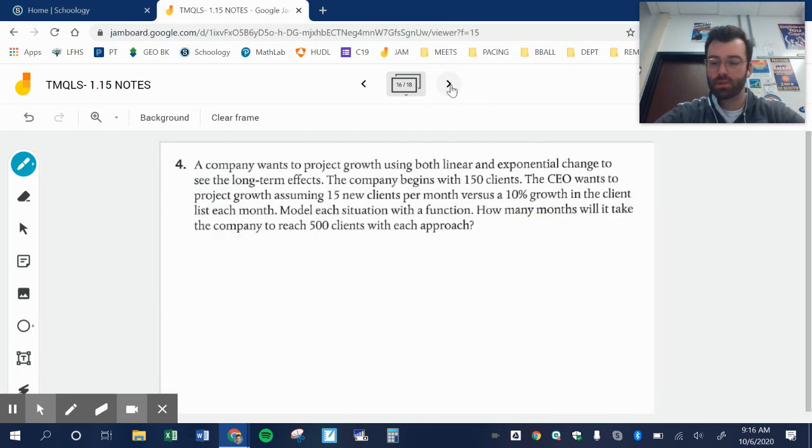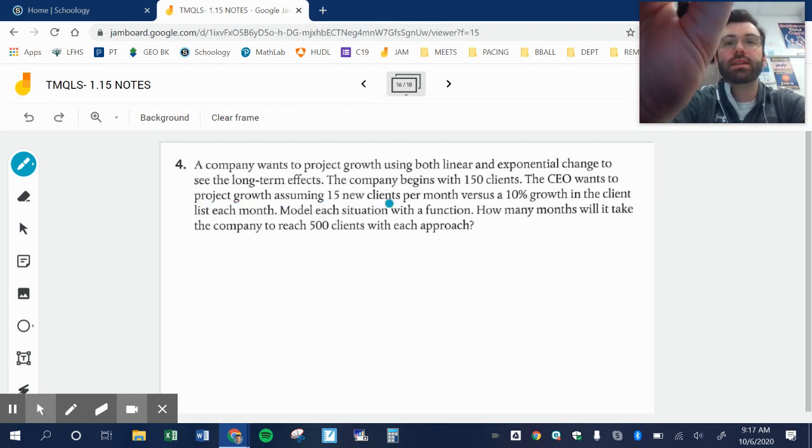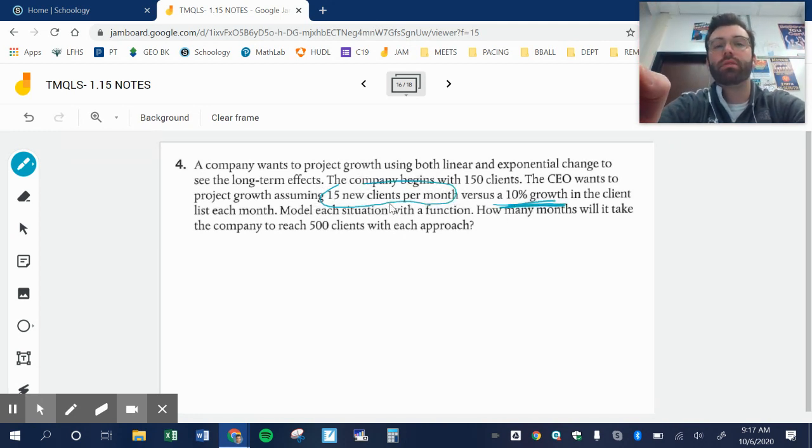All right, so let's take a look at this. We're going to look at 2 different approaches here. It says a company wants to project growth using both linear and exponential change to see long-term effects. The company begins with 150 clients. We are doing 2 things. We are comparing 15 clients per month versus a 10% growth. Adding 15 clients a month is going to be linear because I'm just continuing to add 15.